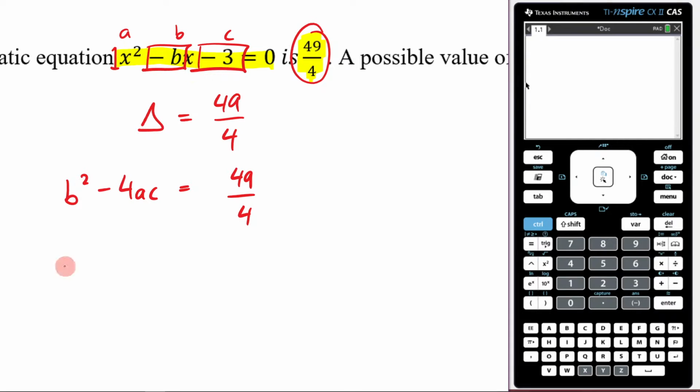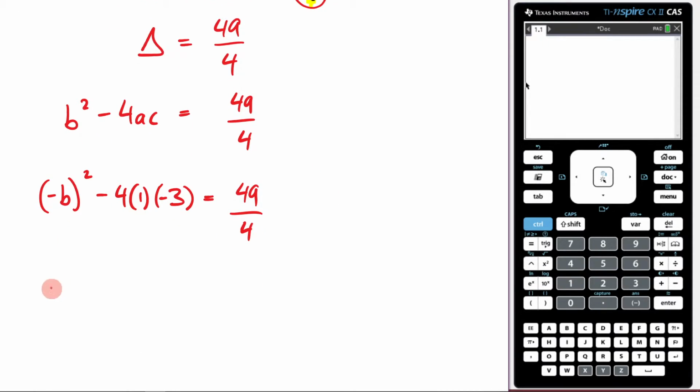So that means when I put all this information in, I'm going to take negative b, and I'm going to square it. Minus 4, 1, negative 3 is equal to 49 on 4, which means this is going to become b squared because the negative will go away because a negative times a negative is a positive. And then I've got negative and negative again. This will become plus 12 is equal to 49 on 4.